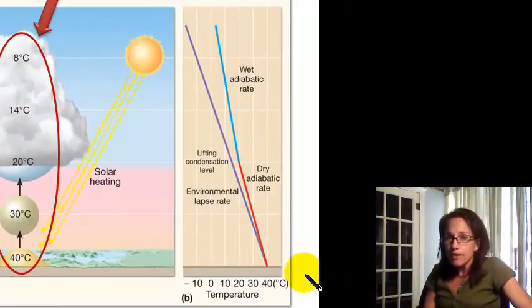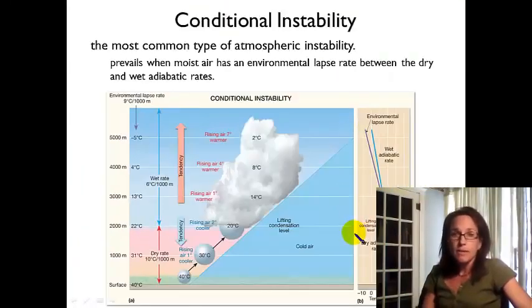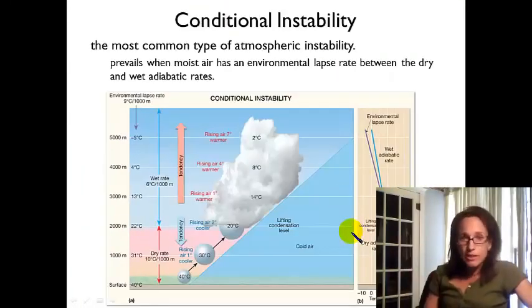In our graph over here, what we see is that our environmental lapse rate is showing the actual temperature of the surrounding air. And those temperatures are lower than the rising air mass. So the rising air mass is here in red and then in blue, and the surrounding atmosphere is in purple. And so our rising air mass is warmer than the surrounding air, and so it's unstable, and so it's going to go up.